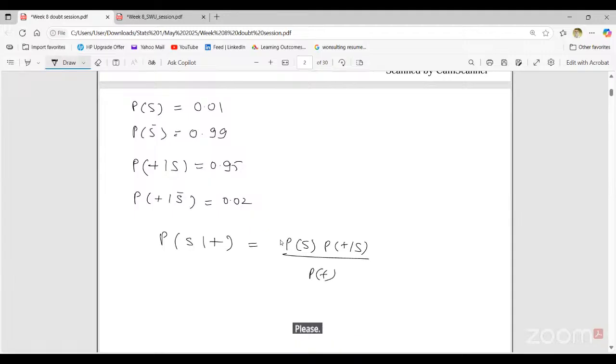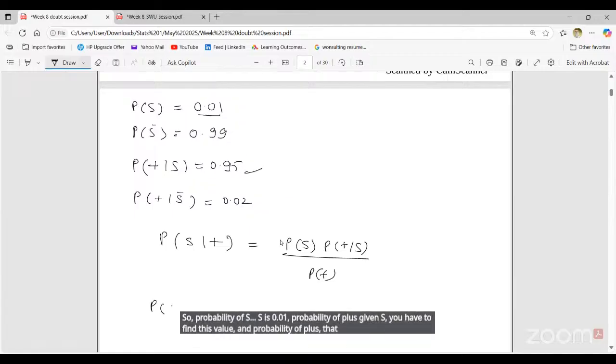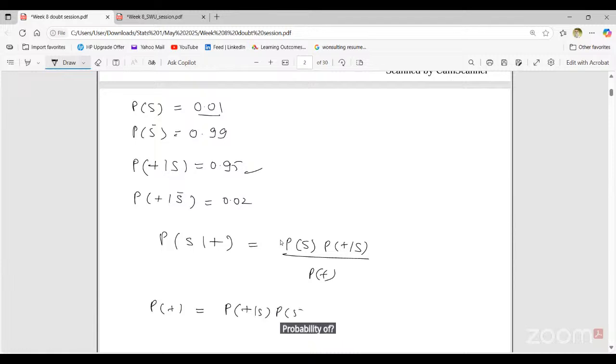So just solve this question. Probability of S is 0.01. Probability of plus given S, you have to find this value. And probability of plus, that means they are positive, so we will be taking the conditions. What are the conditions? Probability of plus given S into probability of S, plus probability of plus given S complement into probability of S complement.